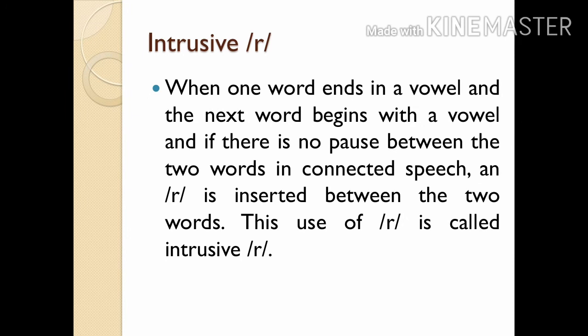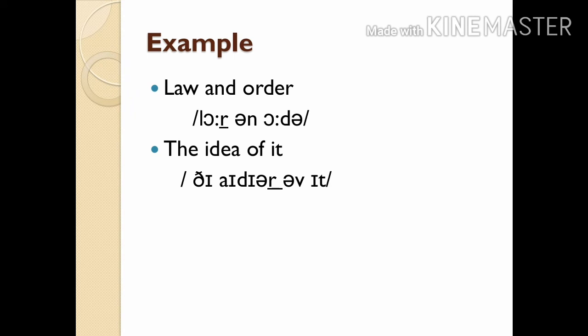Next we have intrusive R. When one word ends in a vowel and the next word begins with a vowel, and if there is no pause between the two words in connected speech, R is inserted between the two words. This use of R is called intrusive R. Here is the example: Lord and order. The pronunciation of these without the intrusive R is equally correct.